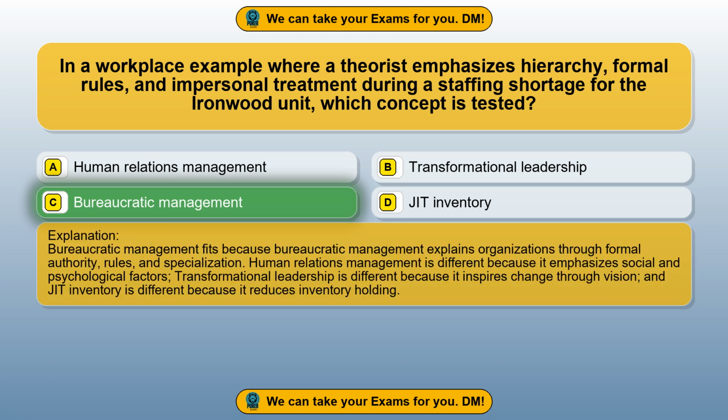Bureaucratic management fits because bureaucratic management explains organizations through formal authority, rules, and specialization. Human relations management is different because it emphasizes social and psychological factors. Transformational leadership is different because it inspires change through vision, and JIT inventory is different because it reduces inventory holding.